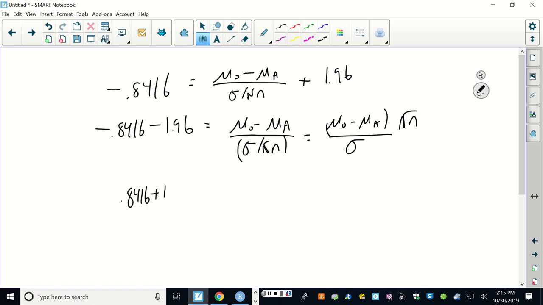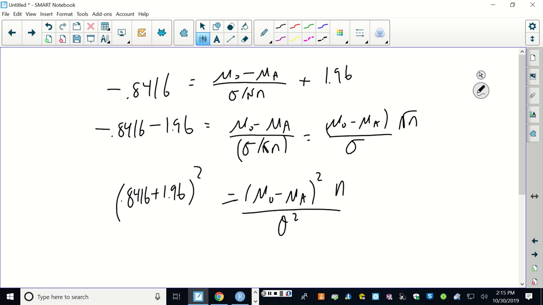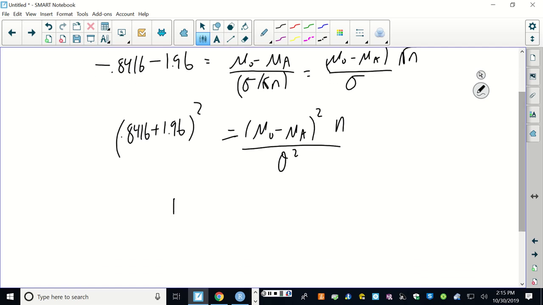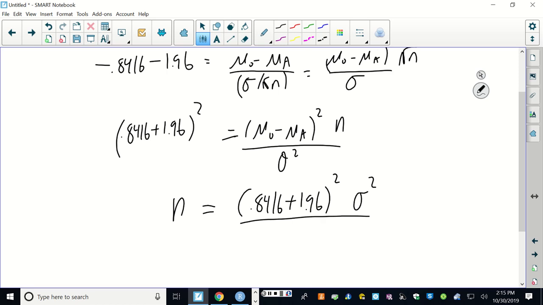0.8416 plus 1.96 squared, right? Equals mu sub 0 minus mu sub A squared, n over sigma squared. And then you can flip those two things onto the other side and get that the power has these two constants in here. Sigma squared over here, and mu sub 0 minus mu sub A, quantity squared.